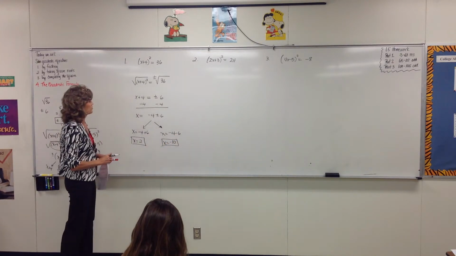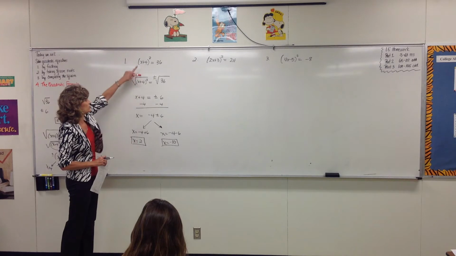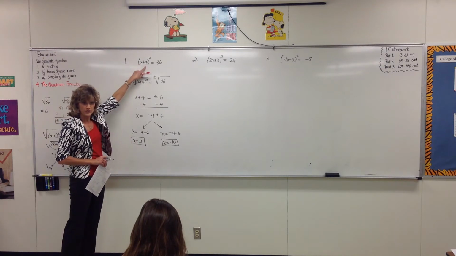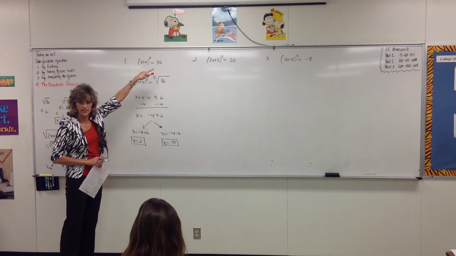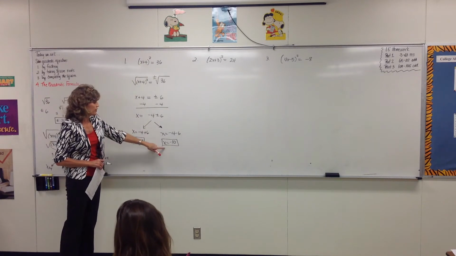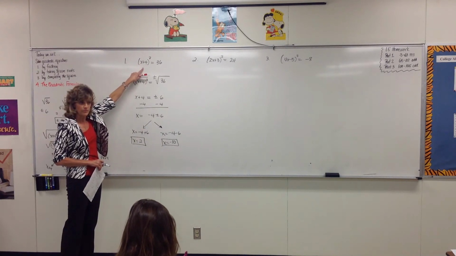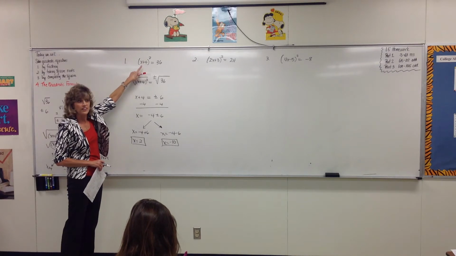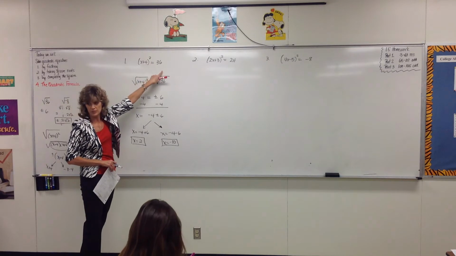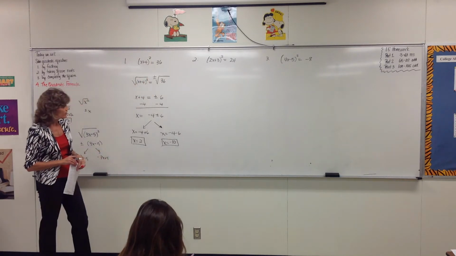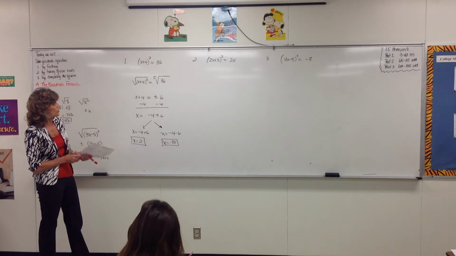Let's think about these for a minute. What if I plug 2 in the original equation? 2 plus 4 is 6. 6 squared, yep, that gives me 36. What if I plug negative 10 in the original equation? Negative 10 plus 4, that's negative 6. Negative 6 squared, negative 6 times negative 6, also gives me 36. So both of those are solutions to the quadratic equation.